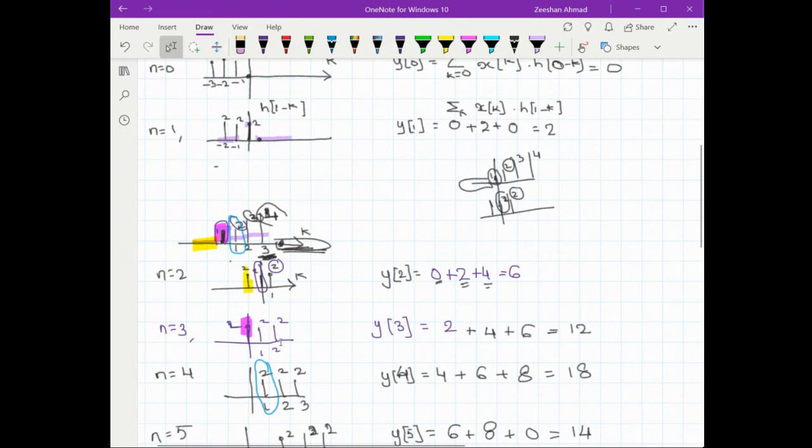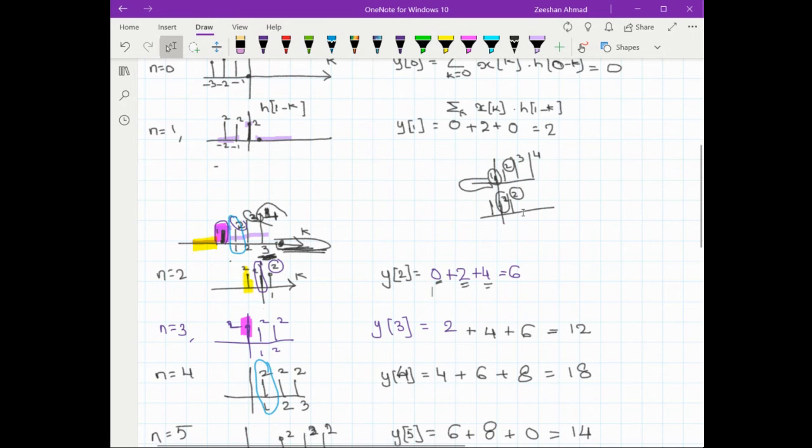Next we will shift it again. When you shift it again, this sample will come to 2, this sample will go to 1, this sample will go to 0. So we will take these values and multiply with x. Obviously at 0, this is 2. So 2 multiplied by 1 is 2.